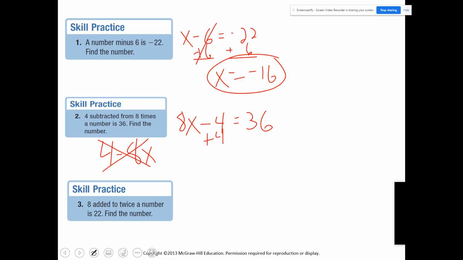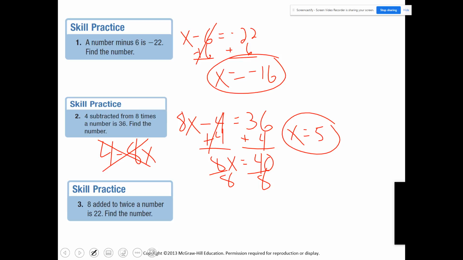We're going to add 4 to both sides. And we get 8x equals 40. Divide by 8. And we get x equals 5. All right, for number 3, 8 added to twice a number is 22.